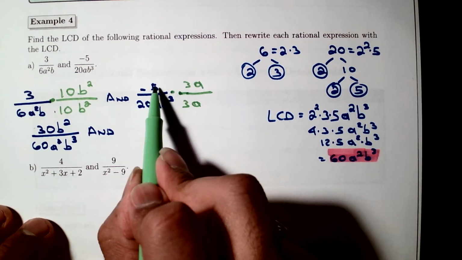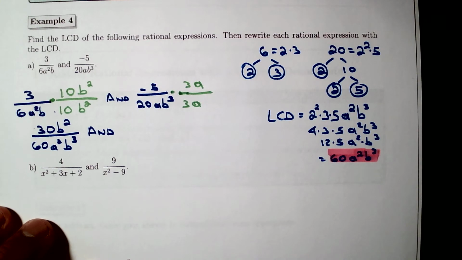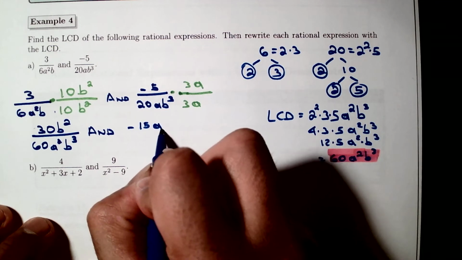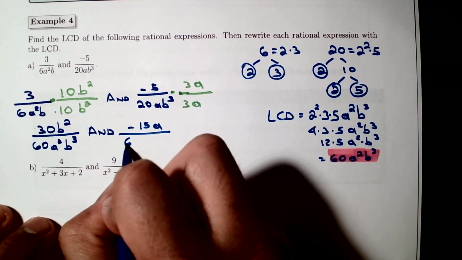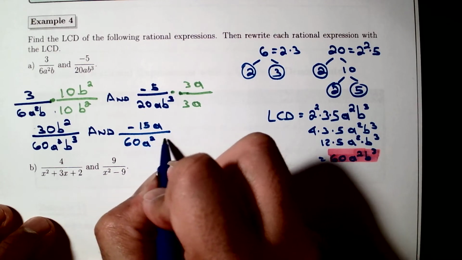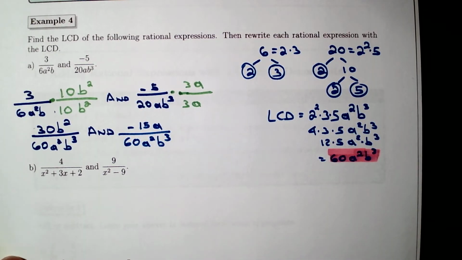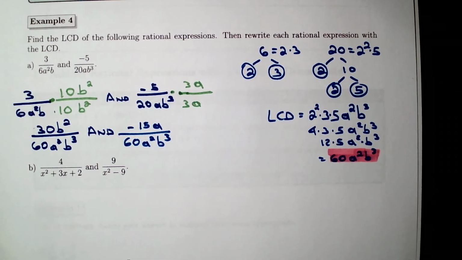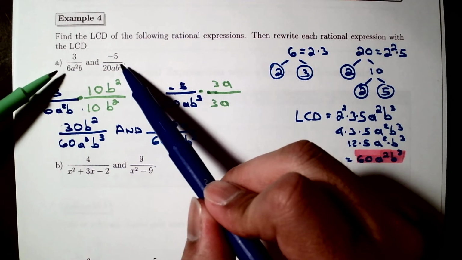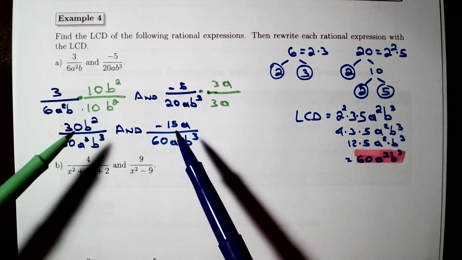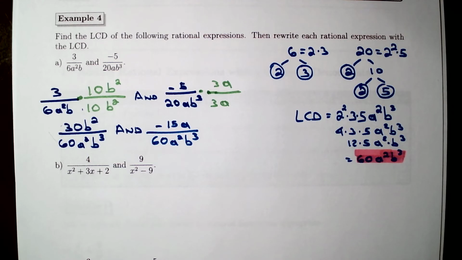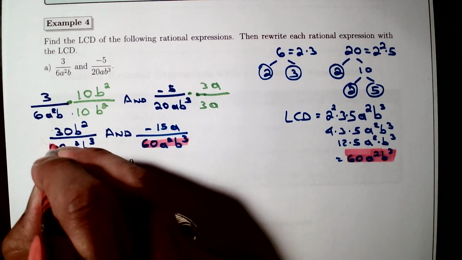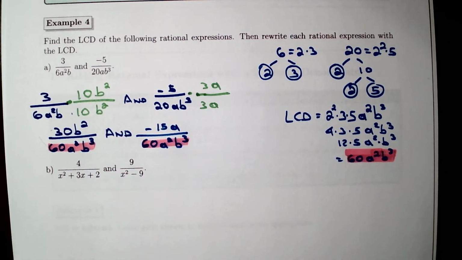So now all we do is multiply across, multiply across. Negative 5 times 3, that's a negative 15a divided by 60 a squared b cubed. So what happened here? In summary, what we did is to transform 2 fractions into new fractions that are equivalent, but now they have a common denominator. And I'm going to highlight it for you just so you can see how these are the same.